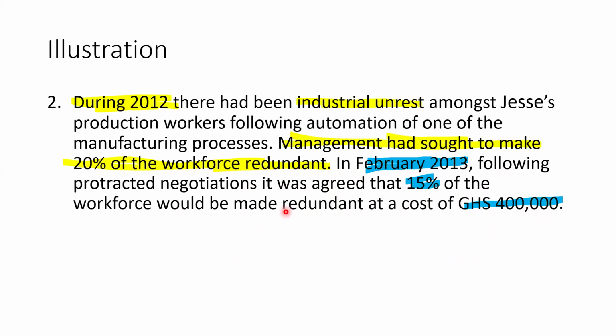Double entry should affect two items. So it is going to affect your profit and your liability. Your profit is reducing and your liability is also increasing. Is it clear? Is it clear up to this point, friends?